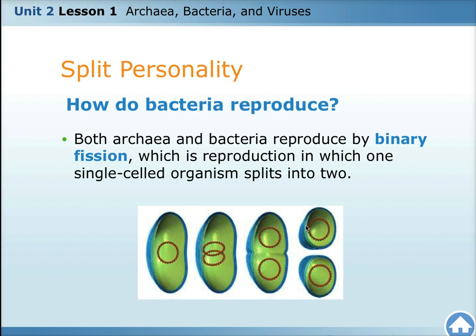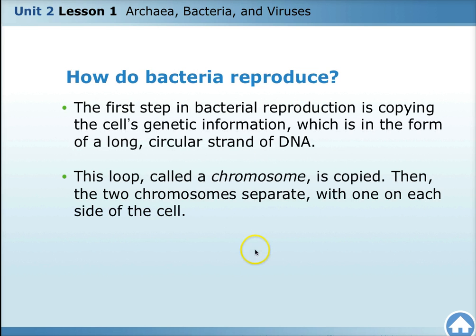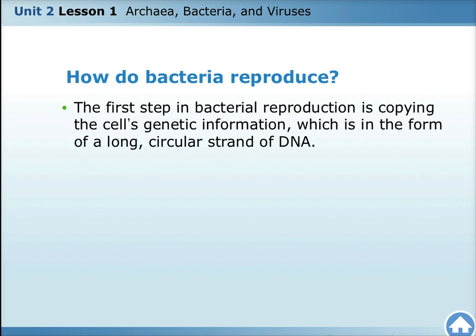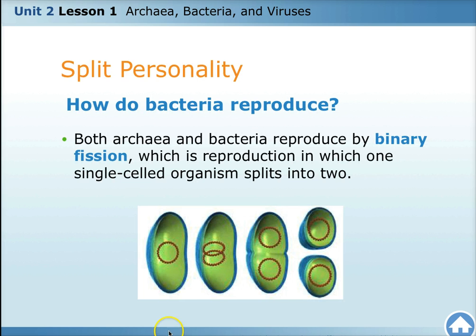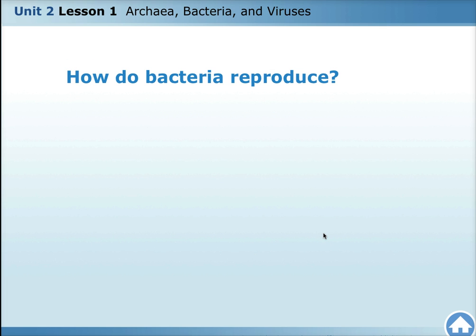This is binary fission, reproduction in which one single-celled organism splits into two. Here we have the original strand of DNA inside, which duplicates. The strands separate. You get your indentations here, and eventually the organism splits into two, like we have here.